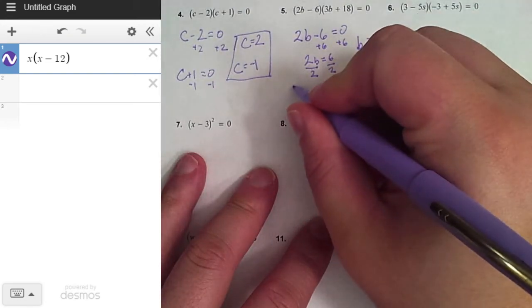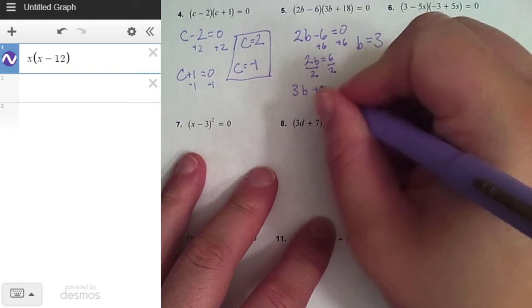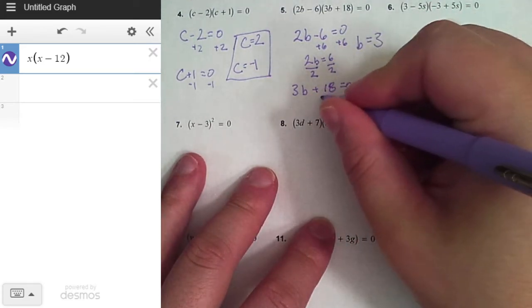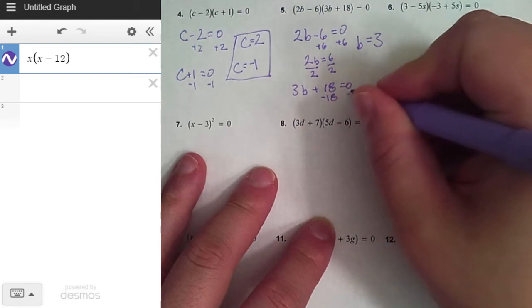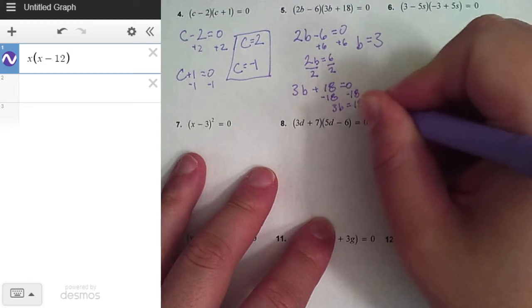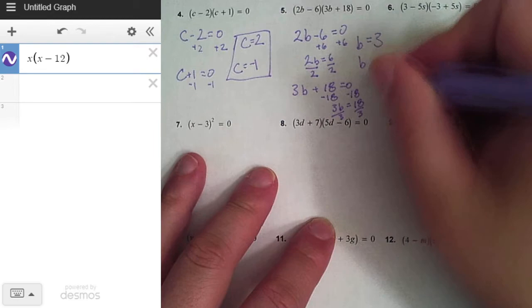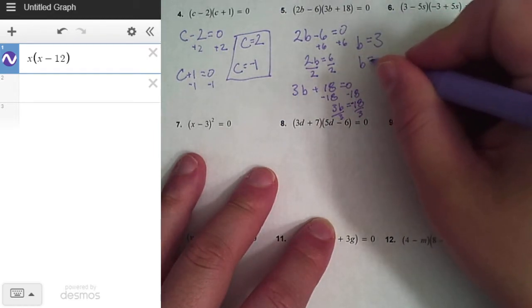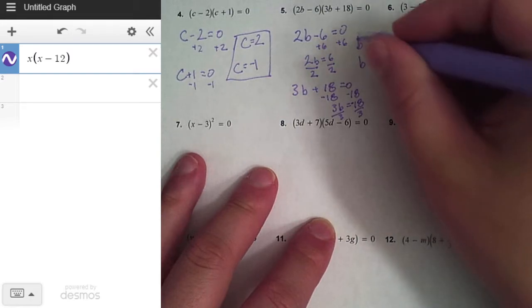Then we take our 3b plus 18 is equal to 0. So we're setting that factor equal to 0. Subtract 18 from both sides. We get 3b is equal to 18. Divide both sides by 3, and we find b. Oop, that's a negative 18 right there. When we get b is equal to a negative 6.